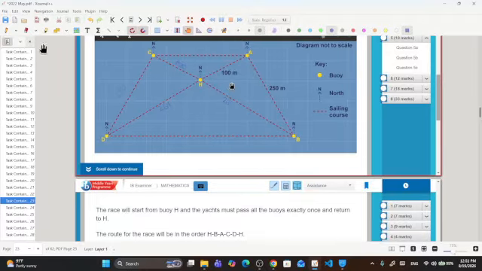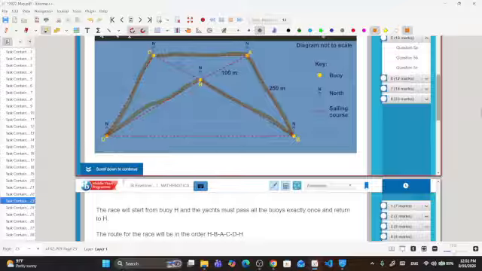H to B, let me just trace over the route completely. H to B, then B to A, then A to C, then C to D, and D to H. All right, so this 100 is not going to be considered. So we have to find the value of this length x.